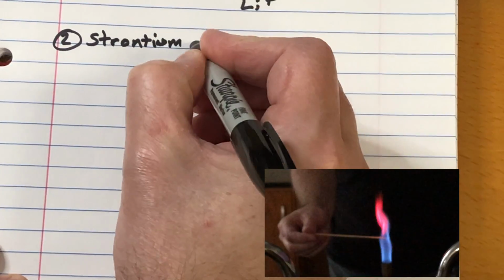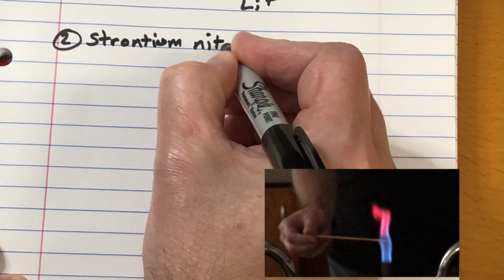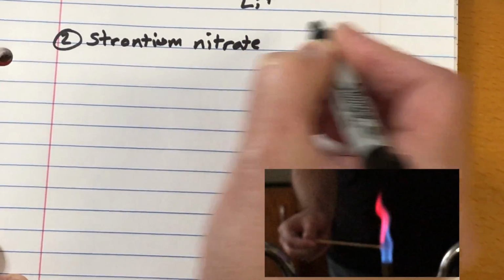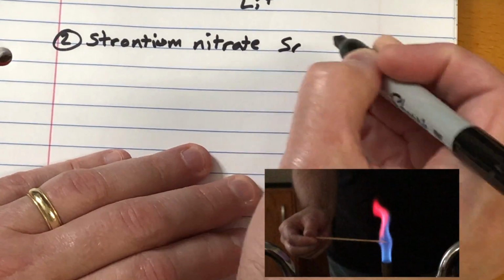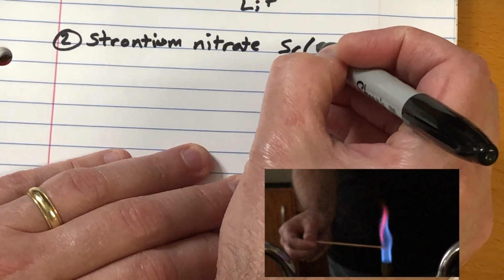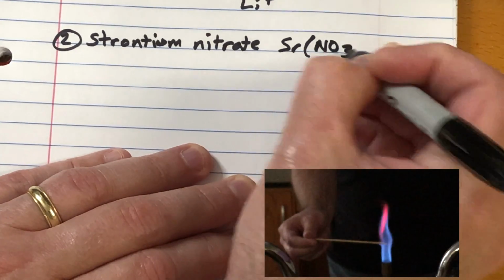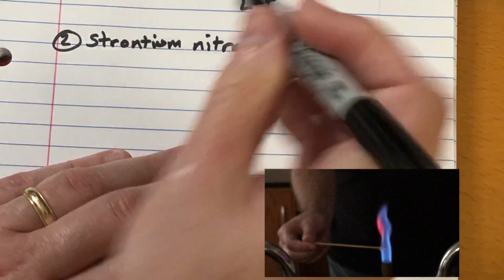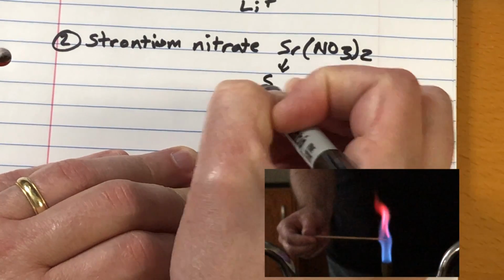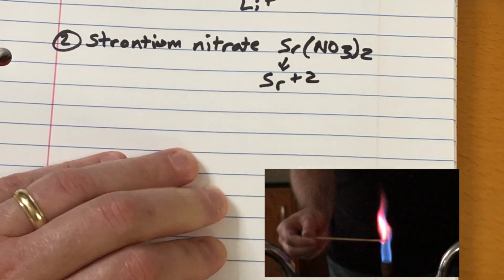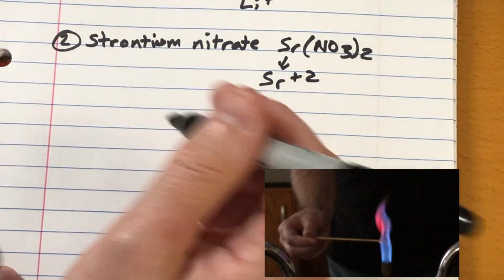Now watch. The second solution that we're using is something called strontium nitrate. Now, strontium nitrate is also a metal nitrate. However, this one's a little bit different. The reason is because strontium has a +2 charge as opposed to a +1 charge. So we have two nitrates that go with it because strontium is an Sr +2. So that's why we are using this one.